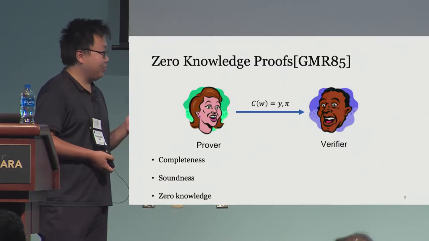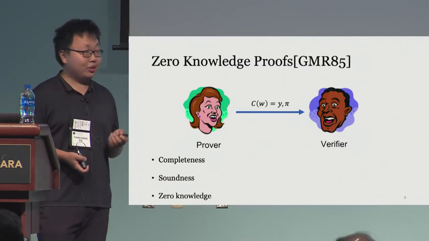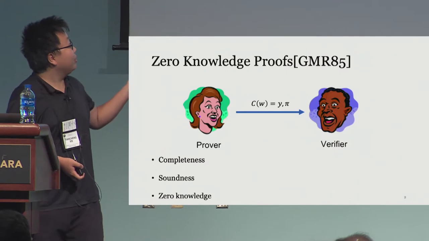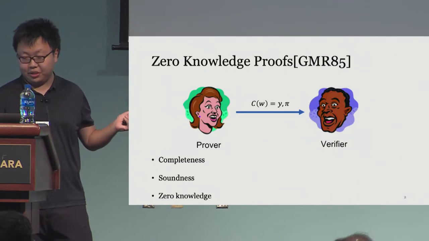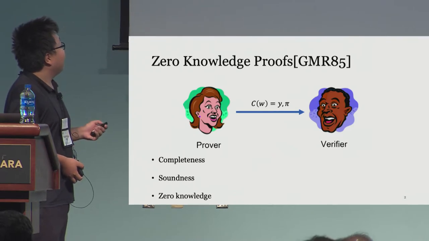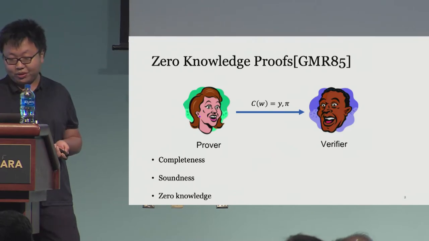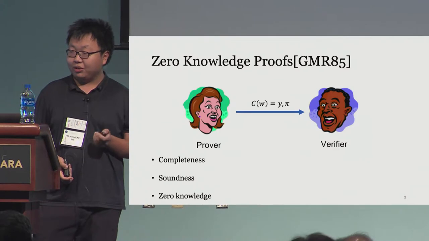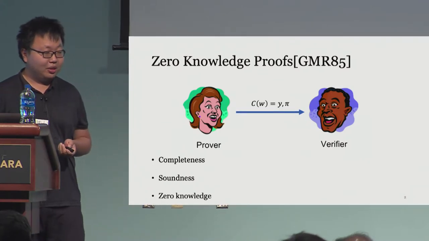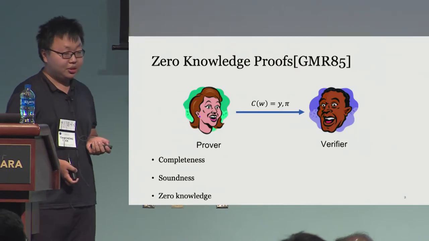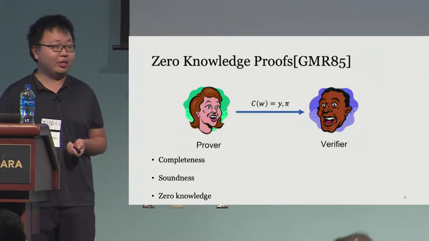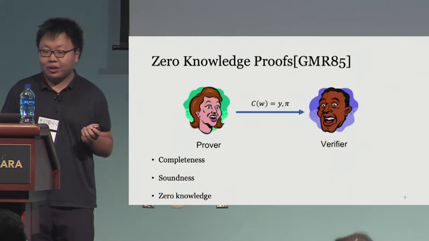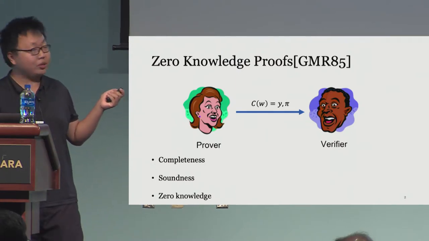As many previous talks mentioned, a zero knowledge proof allows the prover to convince the verifier about the validity of a statement, which is modeled as a circuit. In our proof system, we have completeness, soundness, and zero knowledge properties. The completeness property says that if both parties are honest, then the verifier should always accept. The soundness property says that if the prover is malicious, then the verifier should not accept except with negligible probability. And zero knowledge says that the verifier cannot learn anything about the witness W from the proof pi.